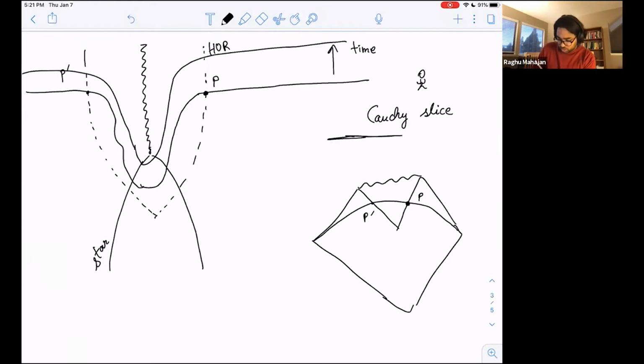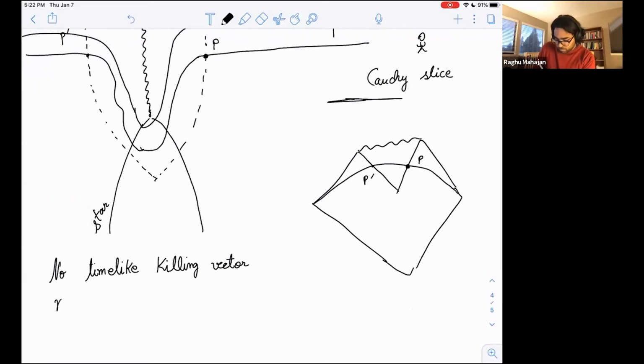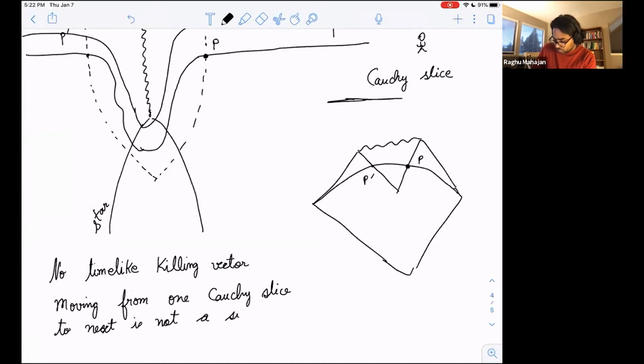So what happens is there is no time-like killing vector on the Schwarzschild geometry. The killing vector which we have outside becomes space-like on the inside. So the point is that moving along these Cauchy slices from one Cauchy slice to the next is not a symmetry. So the quantum fields that live on the spatial slice see some time-dependent background.